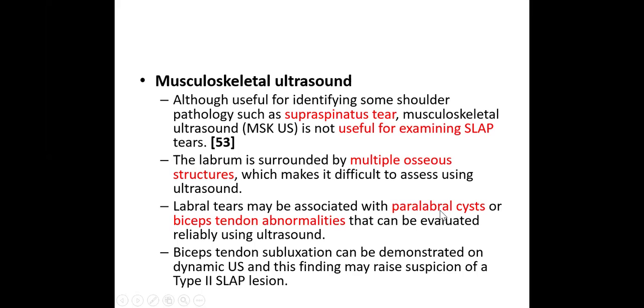Labral tear may be associated with paralabral cysts or the bicep tendon abnormalities, and both the paralabral cyst and the bicep tendon tendinopathy or bicep tendonitis can be evaluated reliably using the ultrasound. Bicep tendon subluxation can be demonstrated on dynamic ultrasound, and this finding may raise suspicion of a type 2 SLAP lesion. क्या type 2 SLAP में जो टेंडन है ये इन्वॉल्व होता है, जबकि टाइप 1 और टाइप 3 में वहाँ पे ये बाइसेप टेंडन इन्वॉल्व नहीं होता.